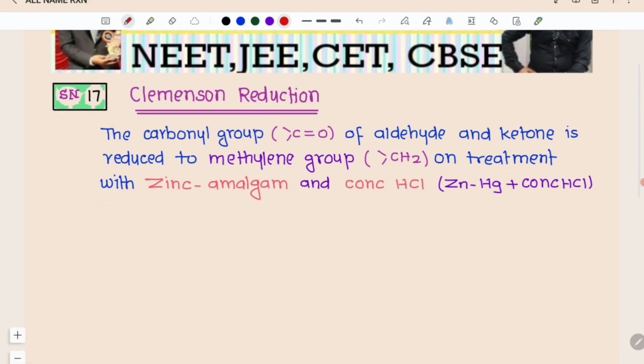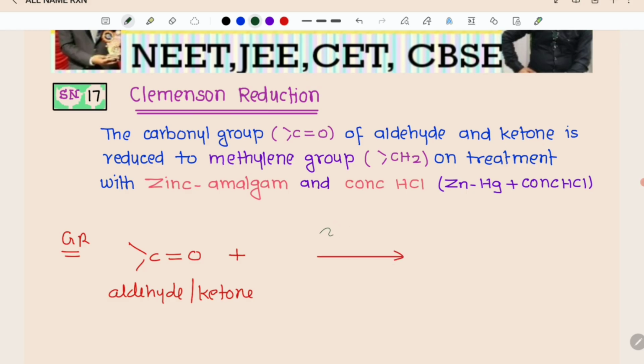If we see the general reaction for Clemmensen reduction, we have an aldehyde or a ketone, and it is reduced. So we need a reducing agent. Zinc amalgam and concentrated HCl are used, so that gives nascent hydrogen.